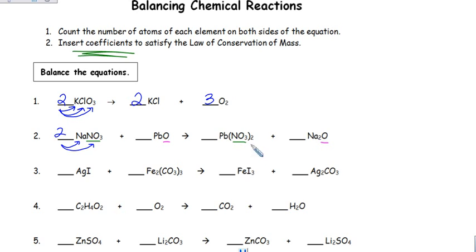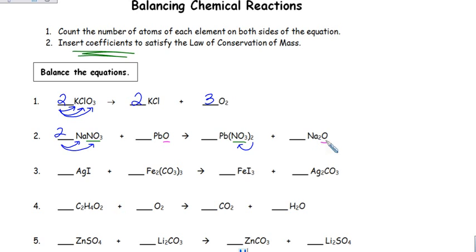Well, look at this. There's 2 nitrate groups. Well, I don't mind that. 1 lead, 1 lead. Well, what do you know? There's 1 oxygen and 1 oxygen. It's balanced. Now, you can leave those blanks blank. You don't have to fill them in. You could put in a 1 if you wanted to, but I usually just leave them blank. Now, that wasn't so bad.